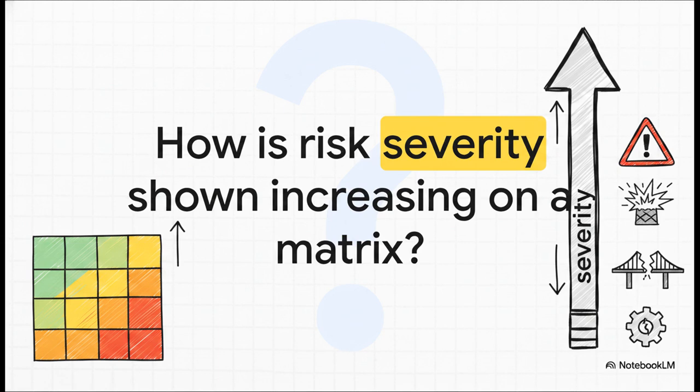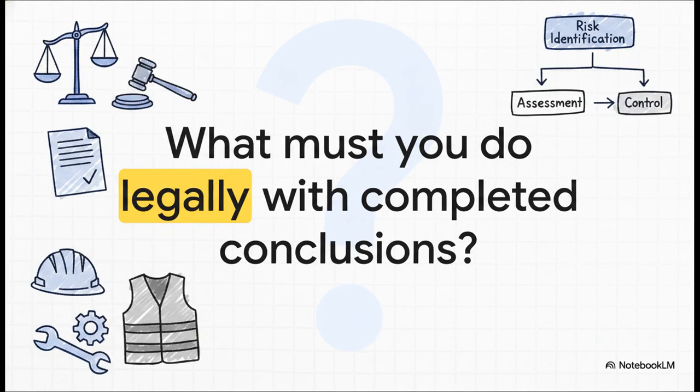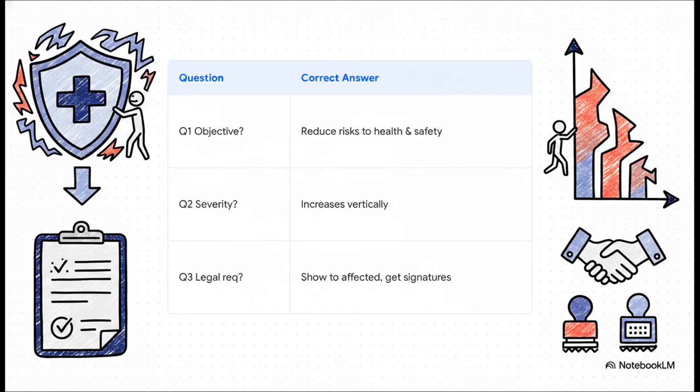Moving to question 2. Picture that colorful 2D grid in your mind. In a risk matrix, how is the severity or consequence of the risk typically shown to be increasing? Which direction on the graph? And finally, question 3. This one is about your legal and ethical responsibility as an engineer. According to the law mentioned in our site safety scenario, what must you do with the conclusions of your completed risk assessment document?